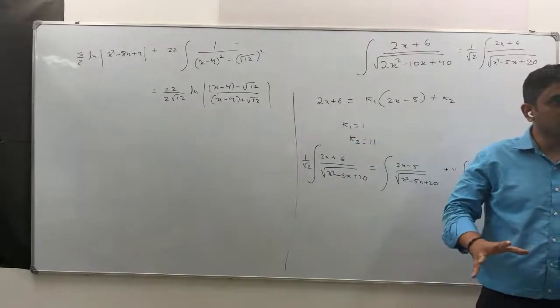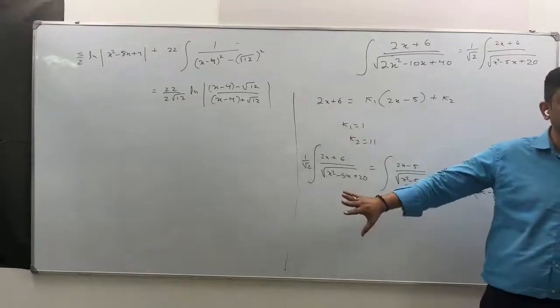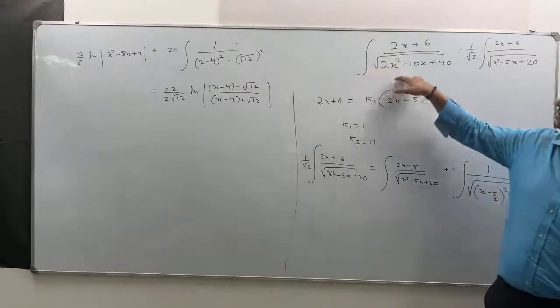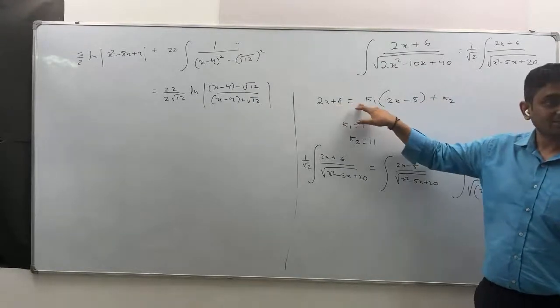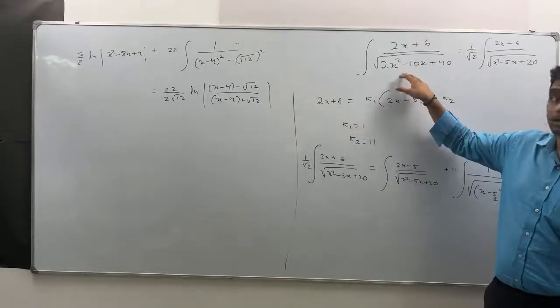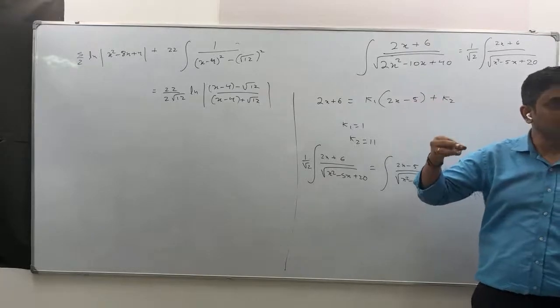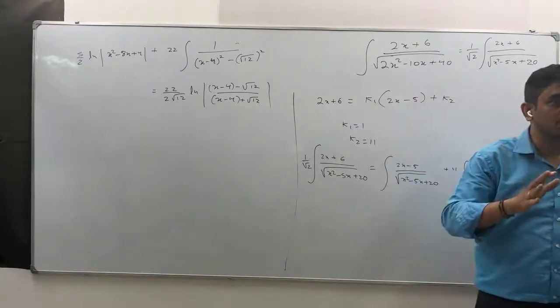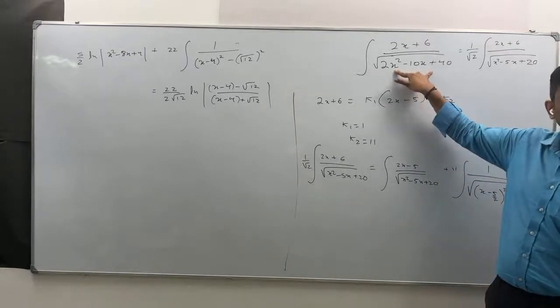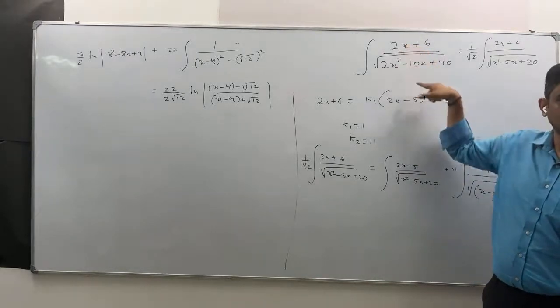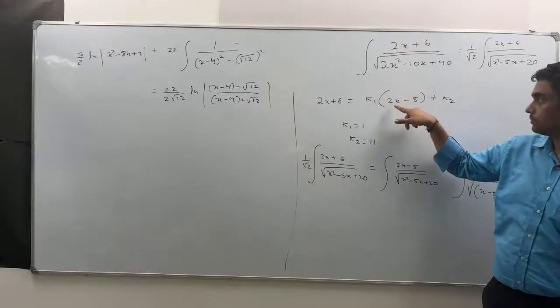Whatever the question, you just have to manipulate with the guidelines. All right, this was our question. So what you have to do? Write the numerator as k1 times derivative of quadratic, not the denominator. Denominator is root quadratic. Do not put root, it will make it very complicated. Only this is the quadratic part, inside the root. Root will remain here just for solving purpose.